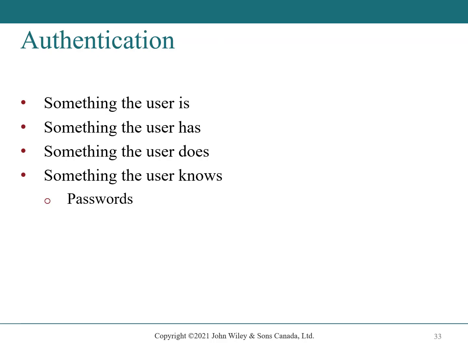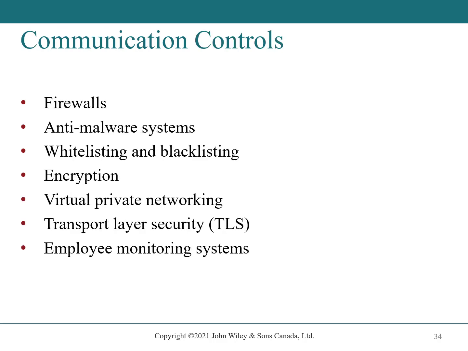Authentication can be in different formats. It can be something the user is, something the user has, something the user does, or something the user knows. Something the user is could be a thumbprint, a biometric of some sort, a retina scan. Something the user has is the RSA token. Something the user does could be signature or voice recognition. And something the user knows is passwords.